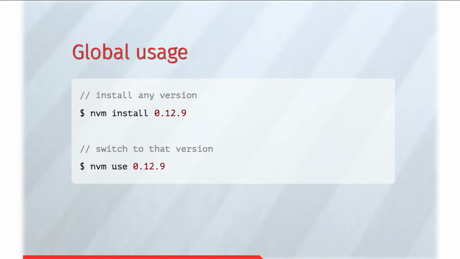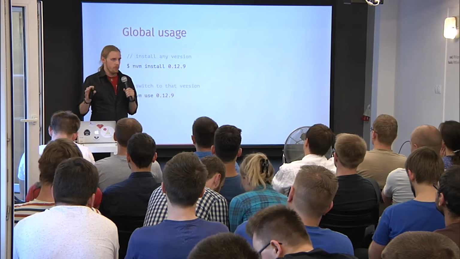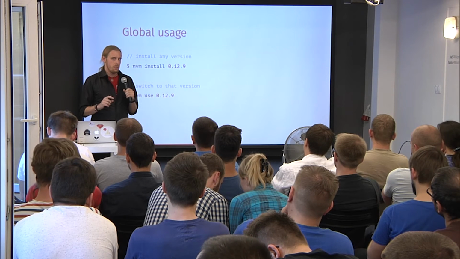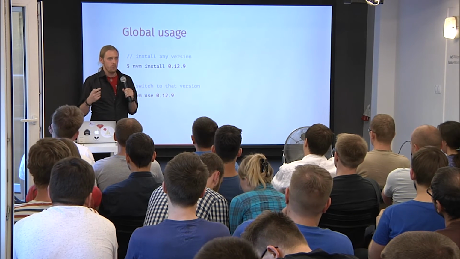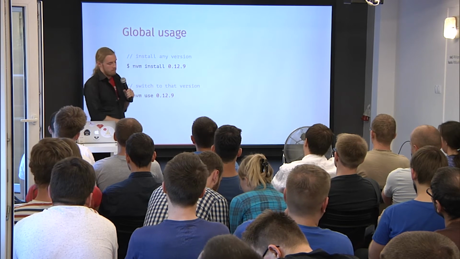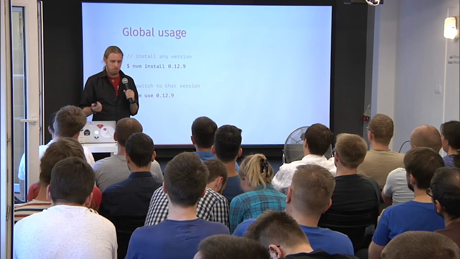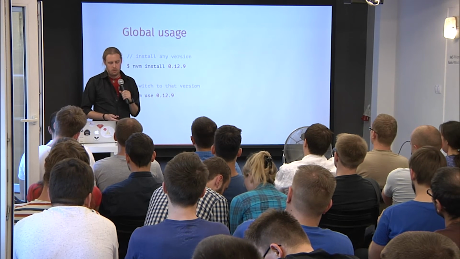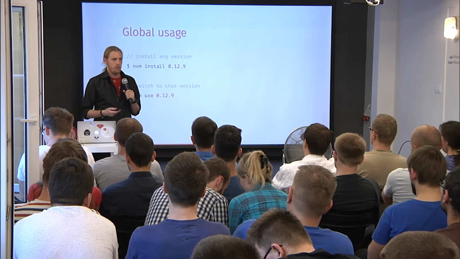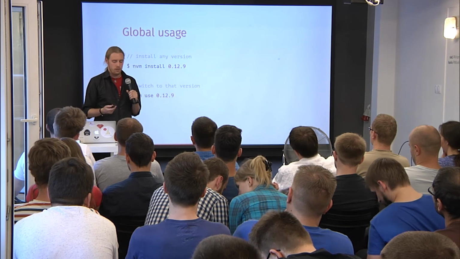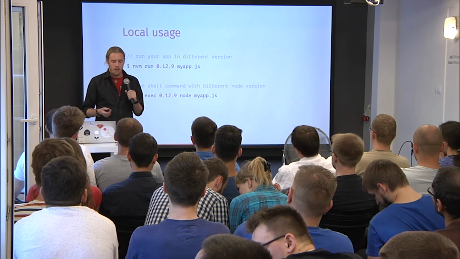The first one is global usage. So you just type nvm use and the version of your Node, and it will change the global binaries of Node in the entire system. So your entire operating system will use that version. That might be a pretty cool concept, but to me, it makes more sense to use the other way, the local usage.